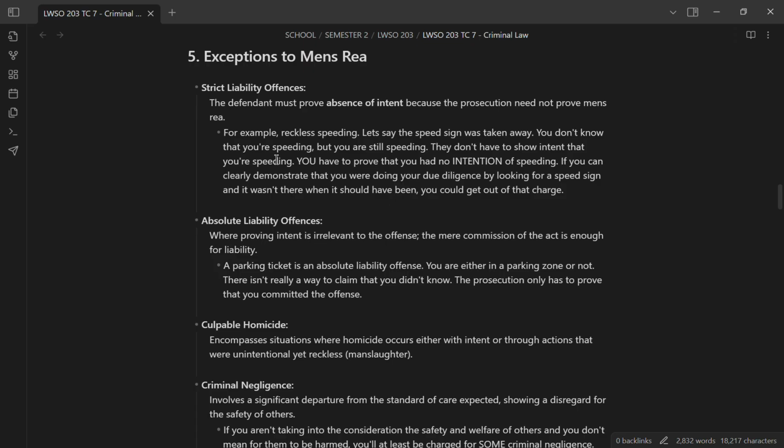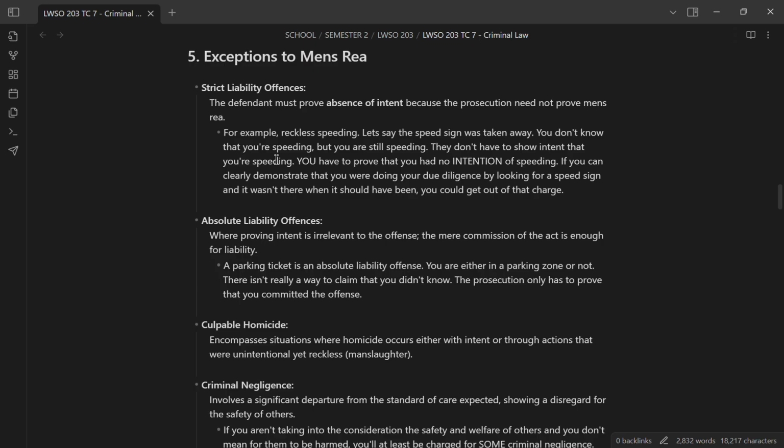The prosecution only has to prove that you committed the offense in itself, right? Unless specific surrounding circumstances make it so that you don't know, for example, like in the speeding example, where all indication is that you didn't know, but it's much harder to prove in cases where absolute liability specifically is being levied.